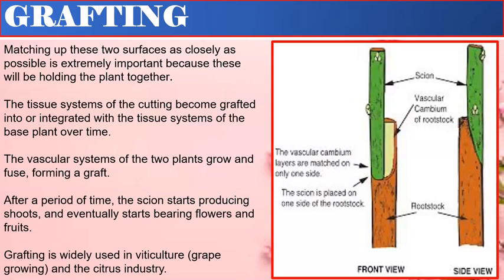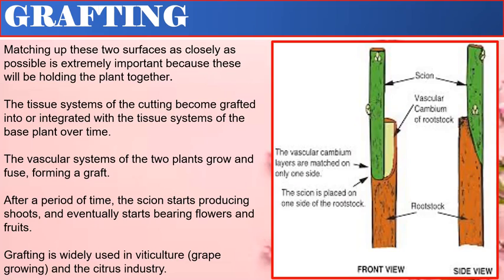Matching up these two surfaces as closely as possible is extremely important because these will be holding the plant together. The tissue systems of the cutting become grafted into or integrated with the tissue systems of the base plant over time. The vascular systems of the two plants grow and fuse, forming a graft. After a period of time, the scion starts producing shoots and eventually starts bearing flowers and fruits.